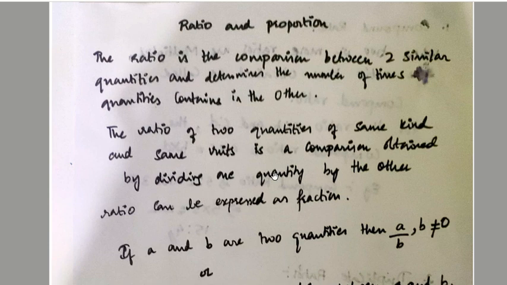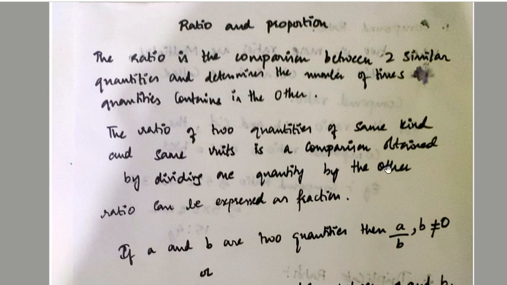So in this video we're going to look into the topic of ratio and proportion. So what is a ratio? A ratio is a comparison between two similar quantities which basically determines the number of times one quantity equals the other quantity.